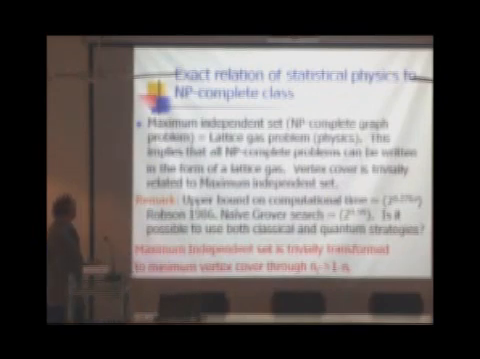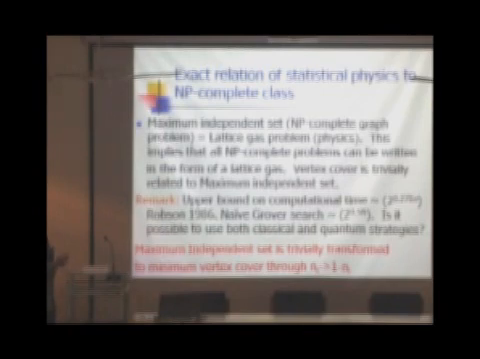So now I want to talk about an exact relation of statistical physics to the NP-complete class, and in particular this maximum independent set problem. Many of these problems, in particular this one, are extremely easy to state, and they're kind of intriguing and kind of annoying at the same time, because you know very quickly what the problem is, and then you can take years and get nowhere trying to solve it.